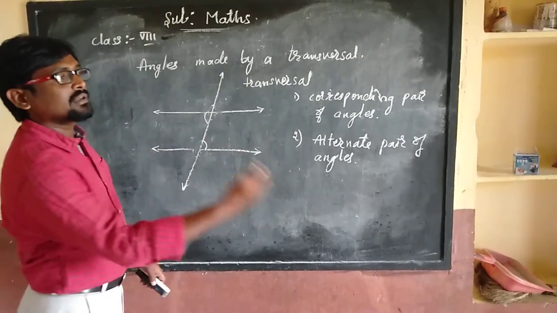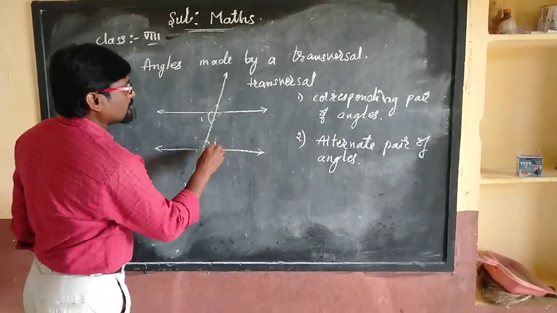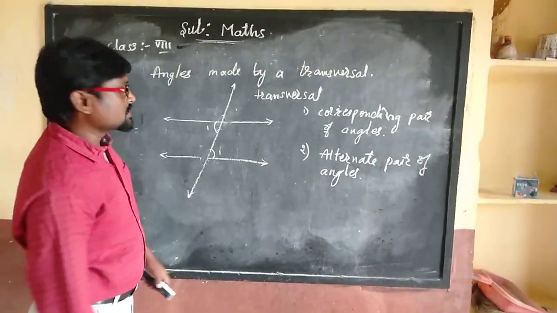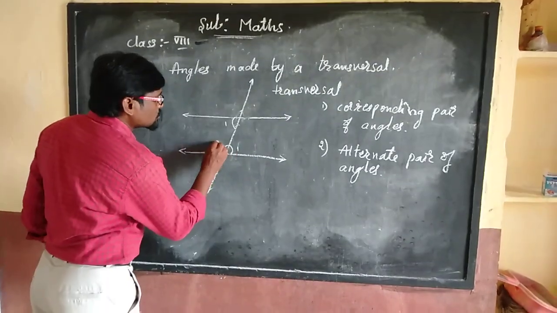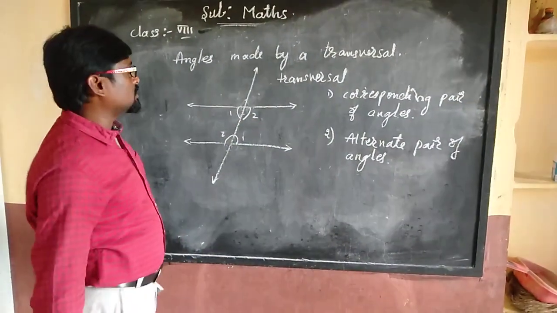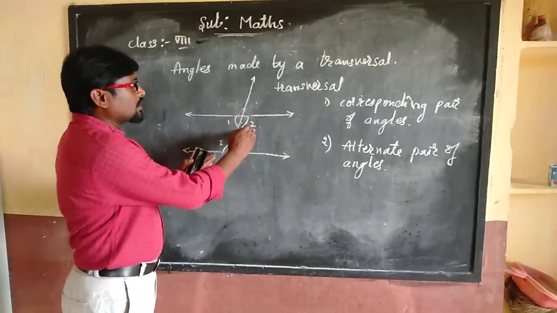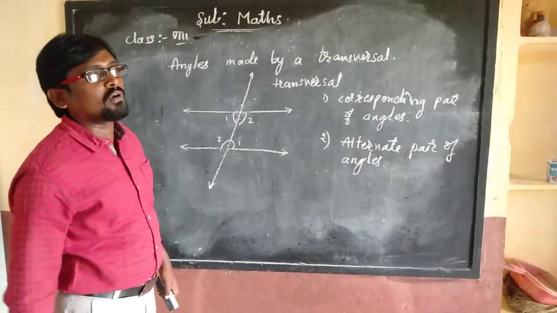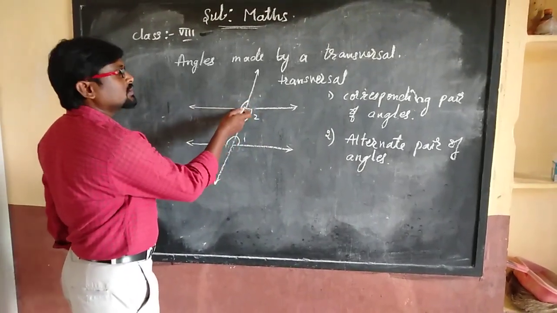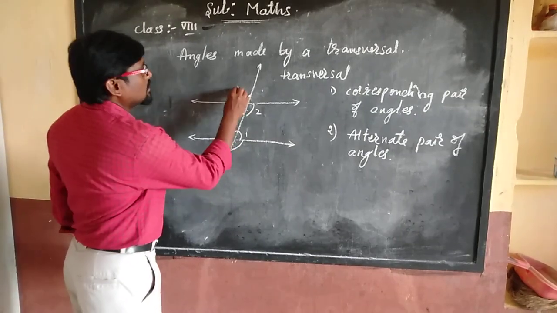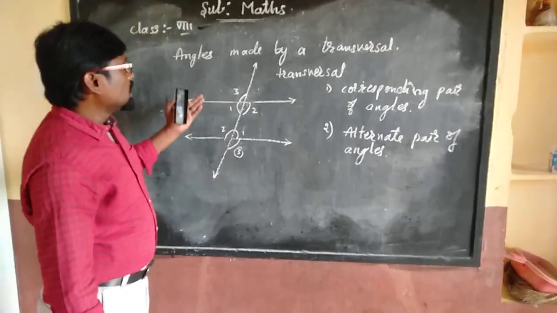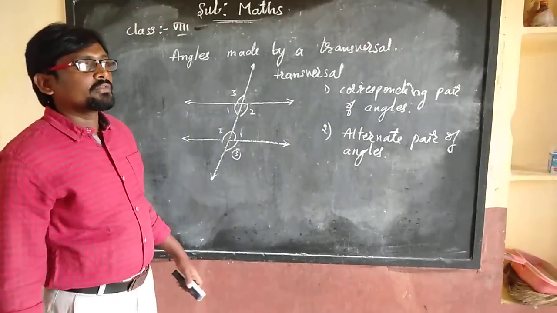For example, the angle which is on this side of the transversal and the other angle which is on the other side, these two, 1 and 1, are said to be an alternate pair of angles. The other pair is number 2 and this angle which is on the other side again, these two are the alternate pair of angles, and they are also called the interior alternate pair of angles. Another one is the angle which is here on the outside, and these can also be said to be an alternate pair of angles.